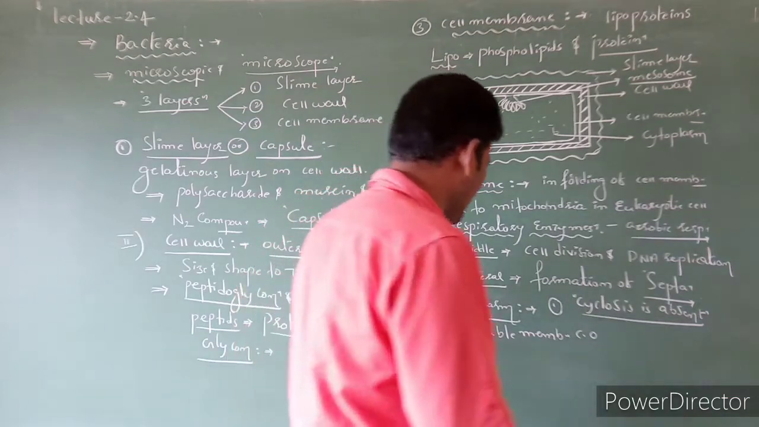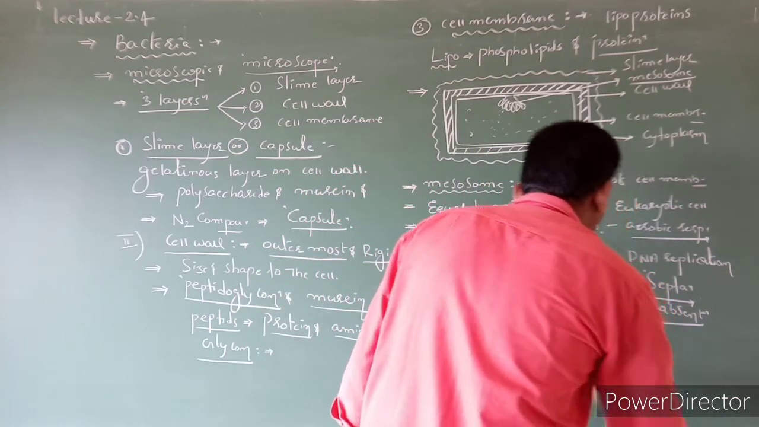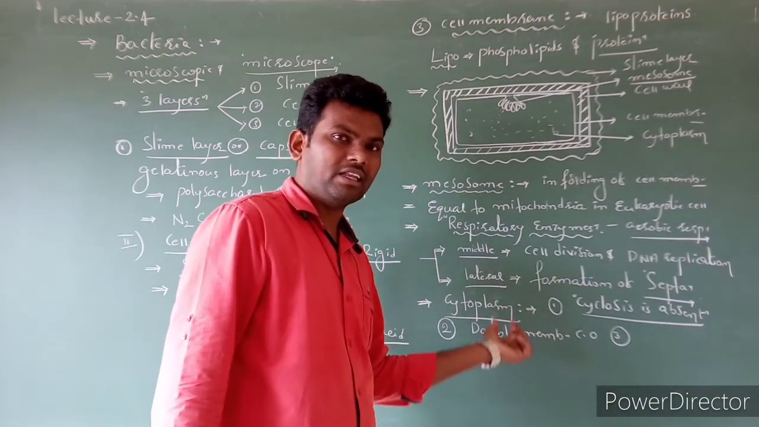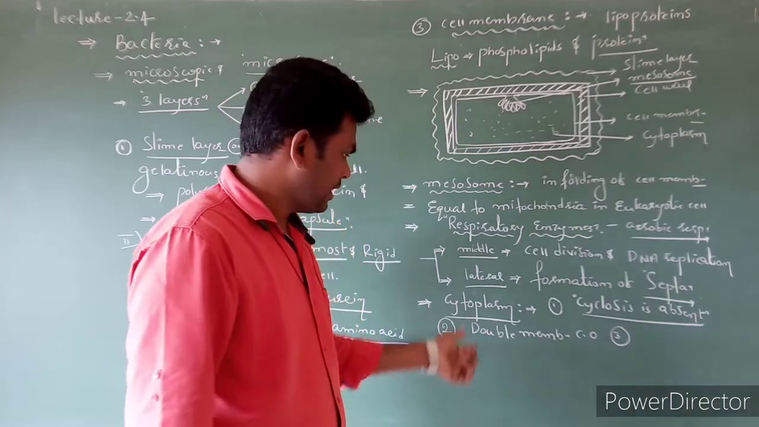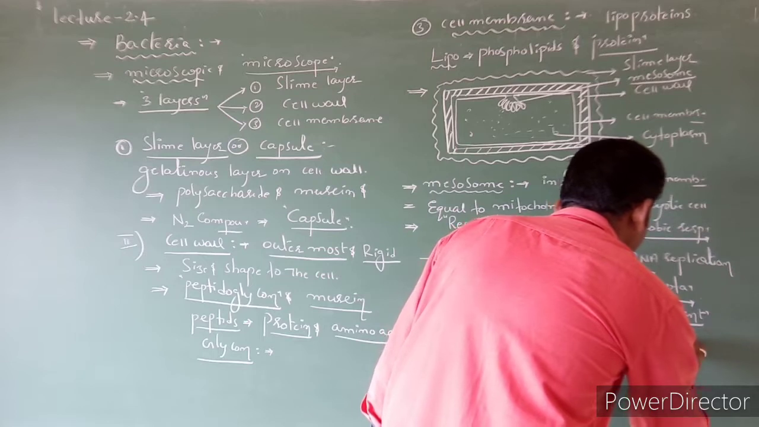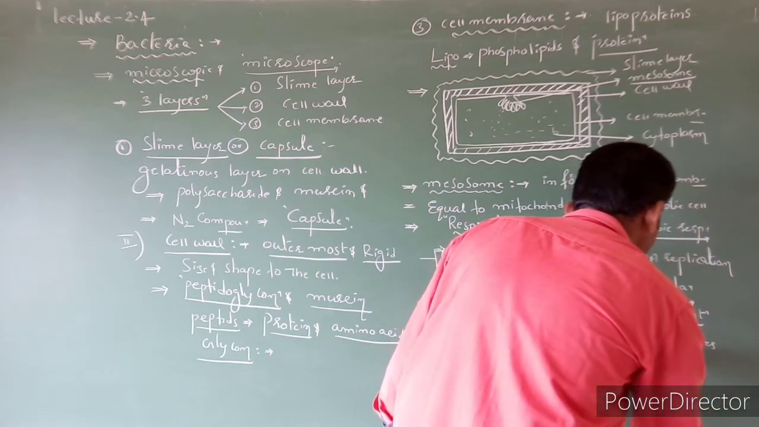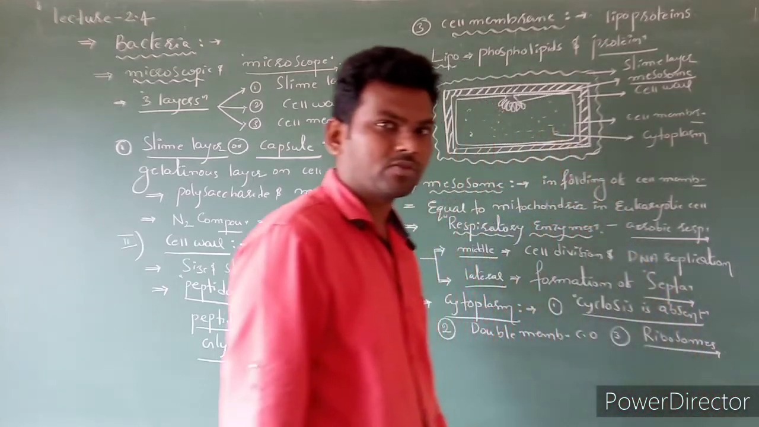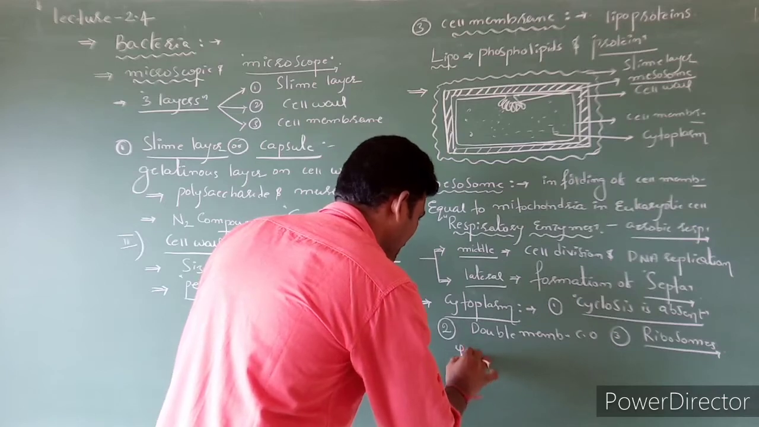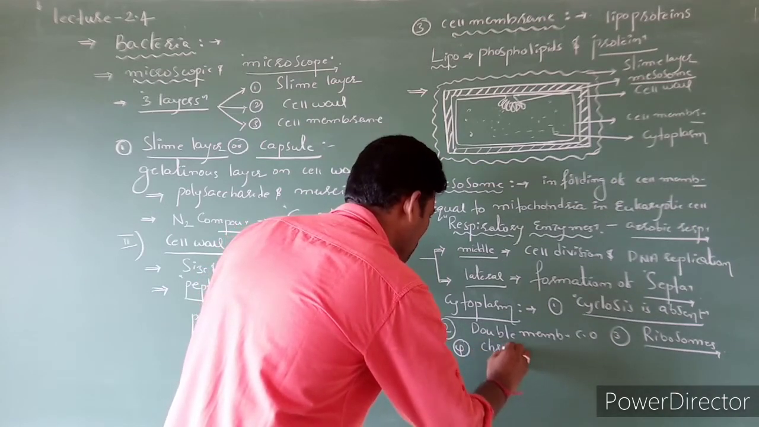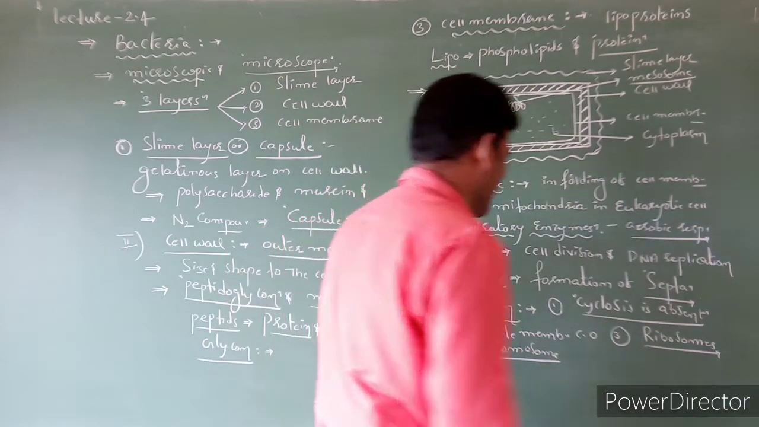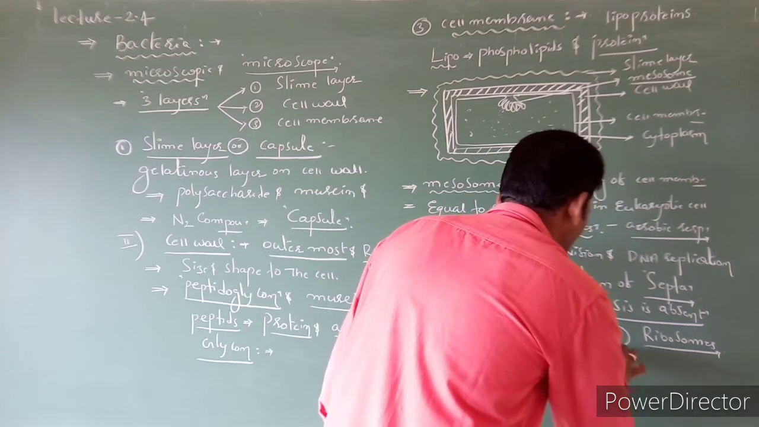Second point. And third, which are present in the cytoplasm? If these are all absent, then what is present on the inner side of the plasma membrane? Here, the cytoplasm contains ribosomes, and the next one is one single chromosome, and the next one is plasmid.